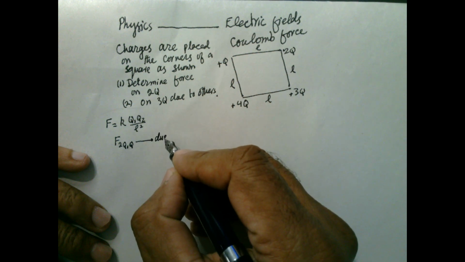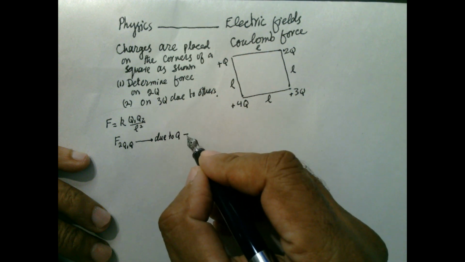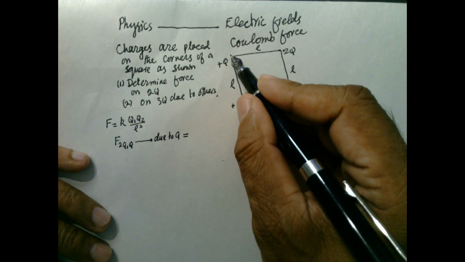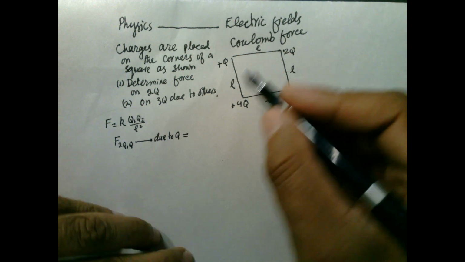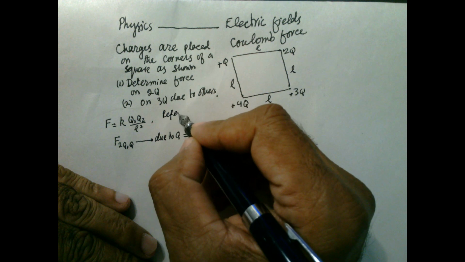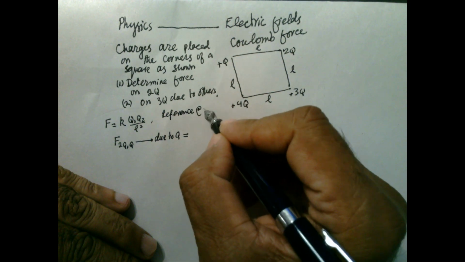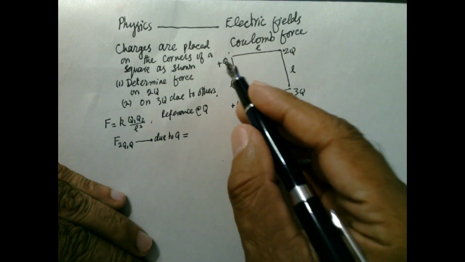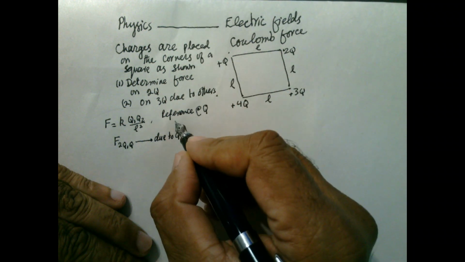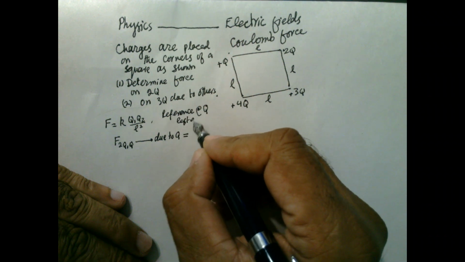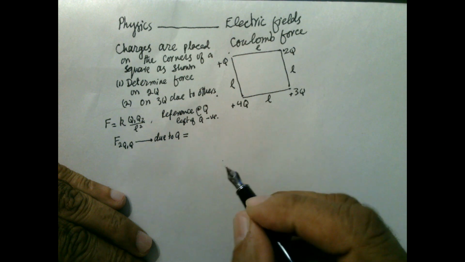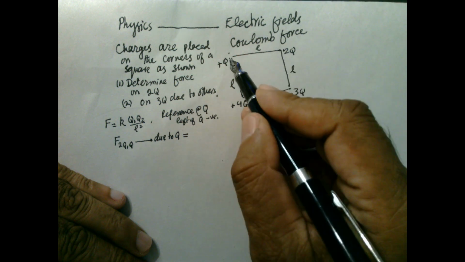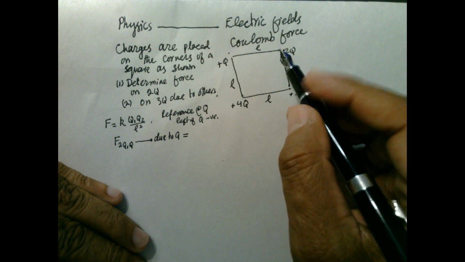Due to Q. Suppose the frame of reference is at the Q. Reference at Q, at this one. So left of the Q is negative and the right of the Q is positive. So left of Q negative. This is positive, this is positive, so they will repel each other, it will go toward X.